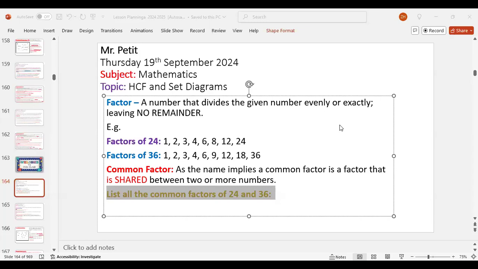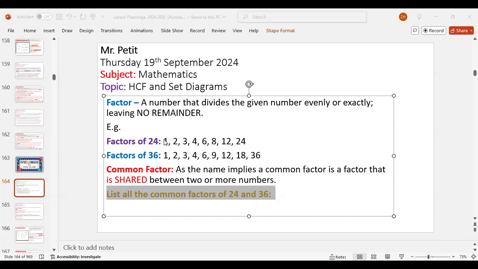No, the factors of 12. It's right there. Factors of 12. No 5, there's no 5 here. 1, 2, 3, 4, 6, 12. Do you know how we get these numbers? Or no? No, sir. Okay.